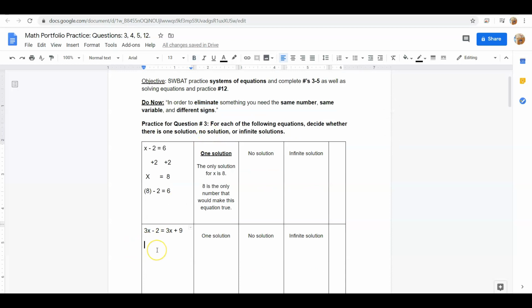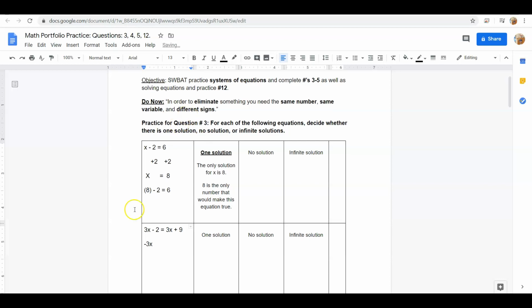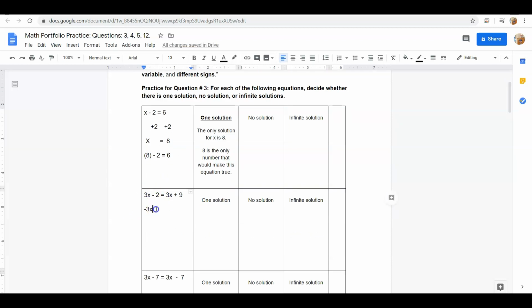So usually I would look for the smaller number next to the x, or next to the variable. But in this case, we have 3's on both sides. So let's see what happens when I want to eliminate 3x from one side. I need the same number, the same variable, but a different sign. And this 3x is positive, so on the bottom I'm going to use the negative. And I already explained the rules.